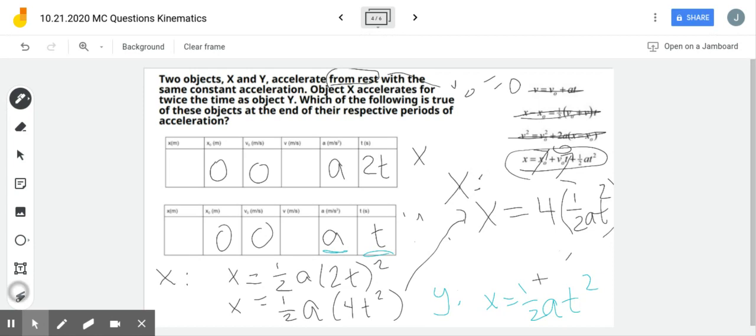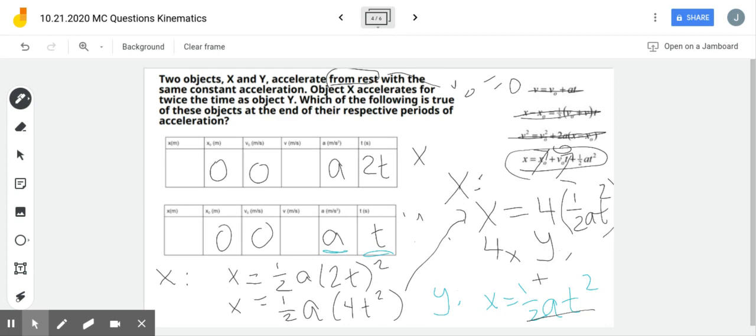All right, what you can see is that for object y, its final distance is 1/2 at squared. For object x, it's 4 times 1/2 at squared. So we know this is 4 times the distance for object y, because it's 4 times 1/2 at squared. So we know that it's got to be the first option, that object x has traveled 4 times as far as object y. We know that the second option, that it's traveled twice as far, is not true, and the third option, that they've traveled the same distance, is not true.